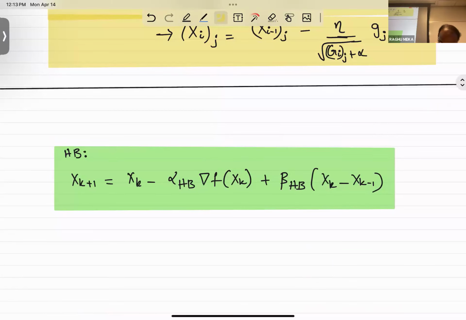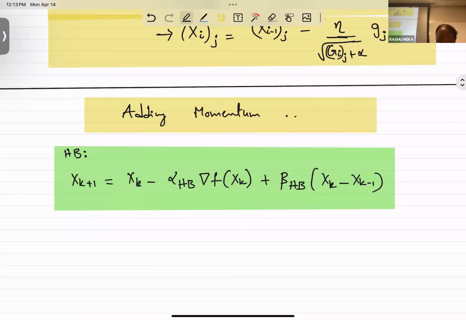So let's talk about adding momentum. Now I want adaptive gradients, or adaptive learning rates, along with a momentum term. Okay. So we can keep track of this as the momentum term, right? If we call this, let's say, what should I call it? Yeah, let me call this maybe some m_k.